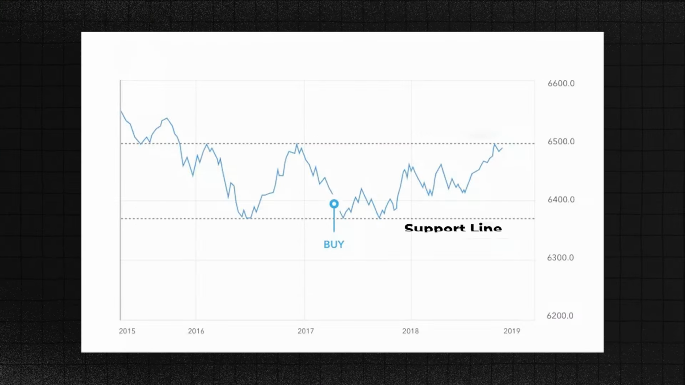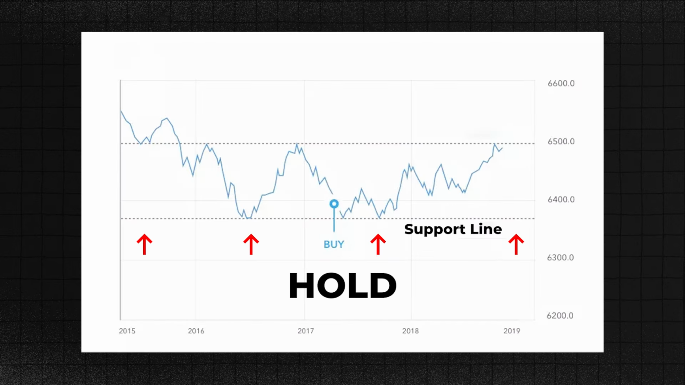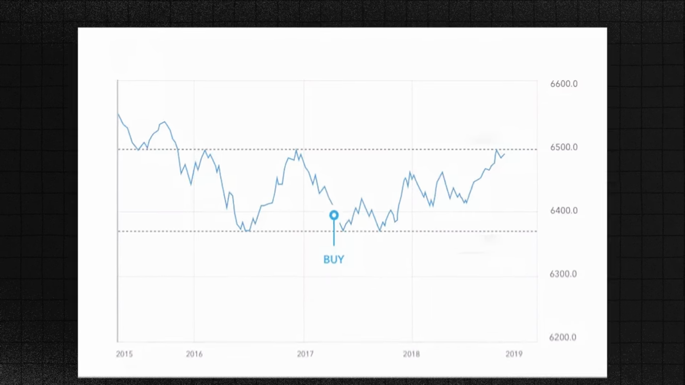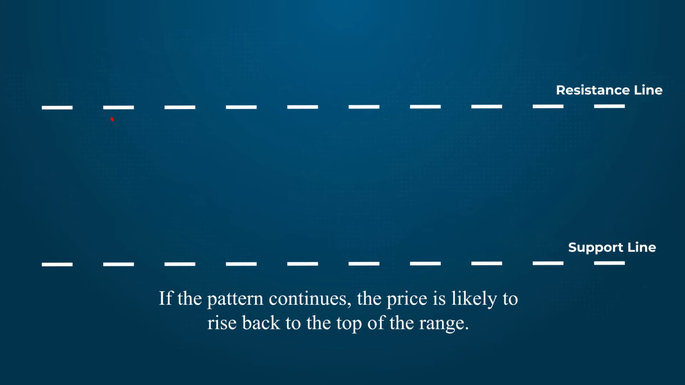When the price is at the bottom near the support level, you want to make sure that holds. So watch for the test, maybe even the break below, followed by a move back into the range zone. If support holds, it may be a good time to buy, because if the pattern continues, the price is likely to rise back to the top of the range.